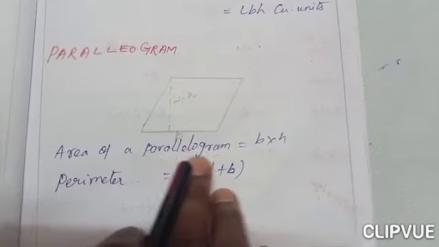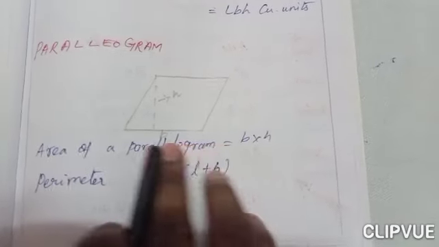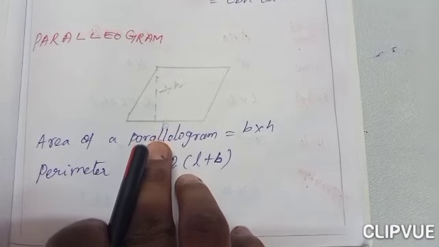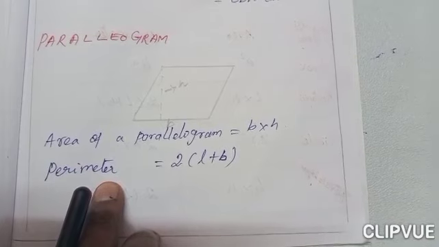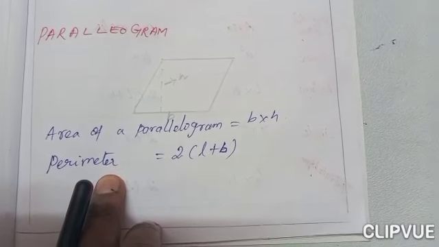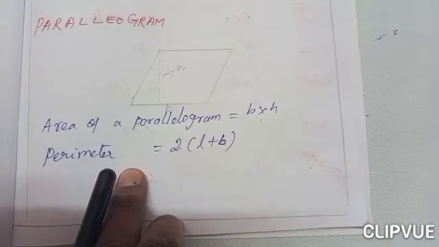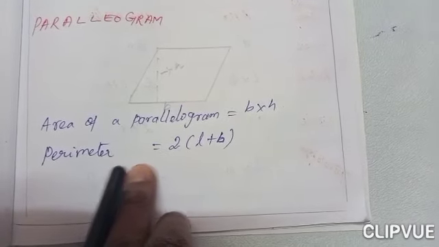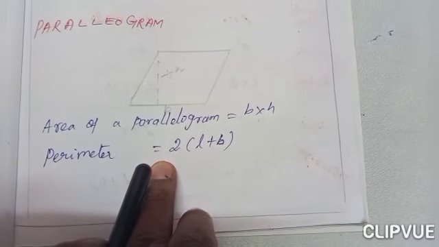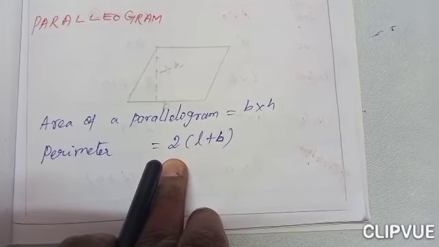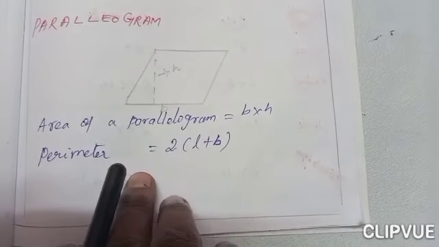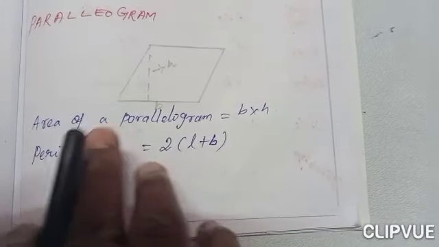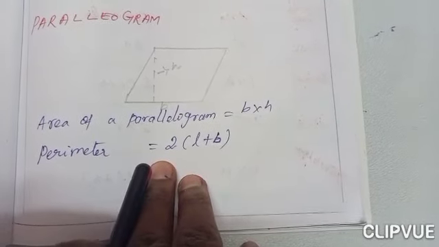The area of a parallelogram formula is base into height. Base multiplied by the height gives the area of a parallelogram. Next, the perimeter of a parallelogram. Most of the time you have not done perimeter sums of a parallelogram in previous classes, but understand and know the formula: twice the length plus breadth. This is the same formula we use for the perimeter of a rectangle. Both formulas are the same. Now I am going to explain a very simple sum.